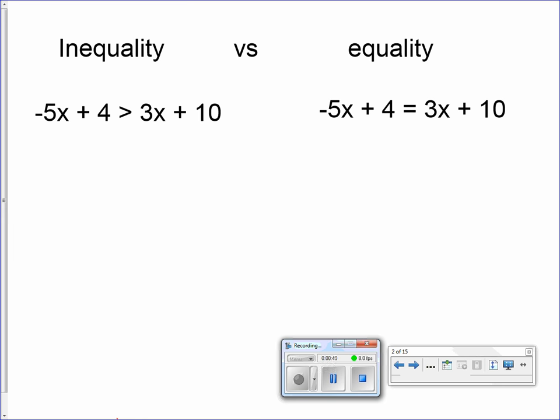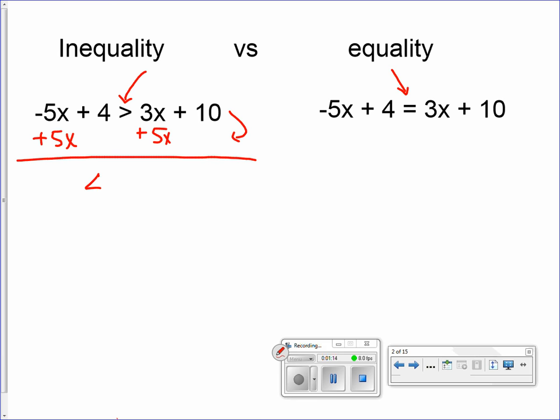Just a real quick reminder what an inequality is. It's just basically a less than or greater than sign, right? An equality is an equal sign. We solve inequalities the same way we do regular equalities. We get the x's on one side and the numbers on the other. I like to make my x's positive, so I'm going to move these negatives off that side and put them on the other side, and I end up with 4, and this is 8x plus 10.